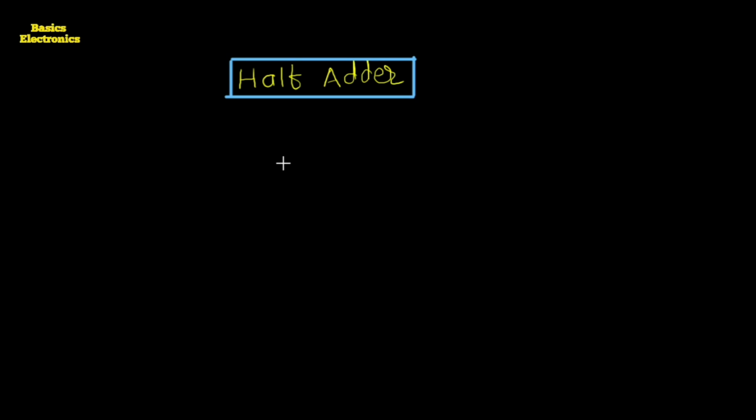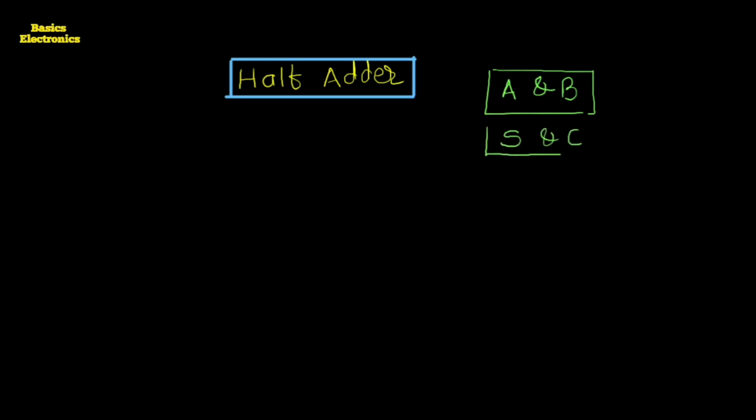It means it has two inputs, and we consider these two inputs to be two binary bits. These are A and B. Then it produces the output in the form of sum and carry. So this circuit has two outputs, the sum and the carry.